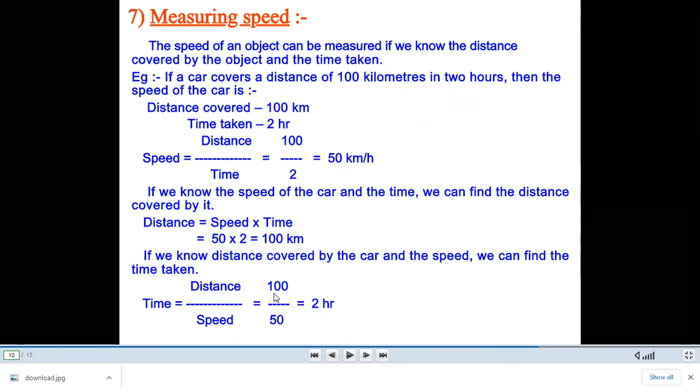That means there are three quantities in this formula: speed, distance and time. Out of these three, if two are given, then you can easily calculate the third quantity by using the cross multiplication method. Speed is equal to distance upon time. If you have to calculate time and speed is given, you cross multiply, time goes to that side and speed comes at the denominator place. Then you can calculate time.